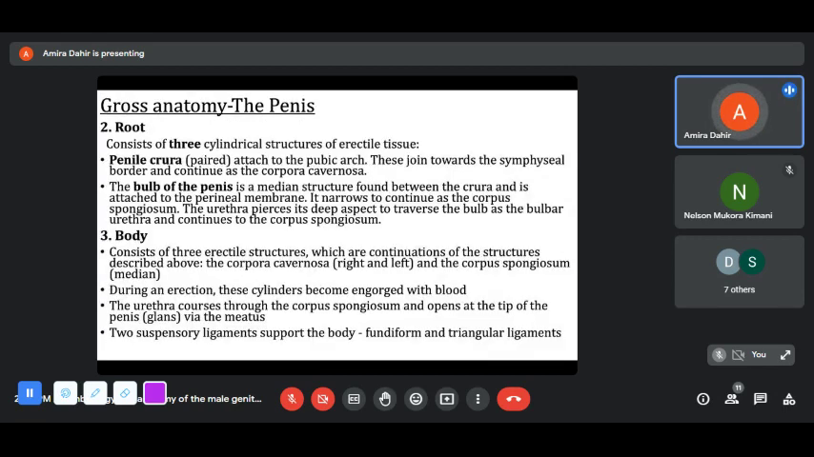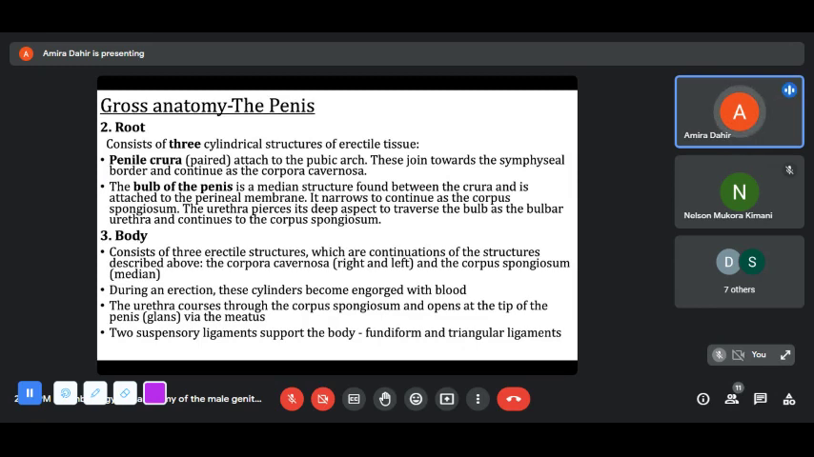As for the root, it consists of 3 cylindrical structures of erectile tissue. We have the penile crura, which is paired. It attaches to the pubic arch. This joins towards the symphysial border and continues as the corpora cavernosa.